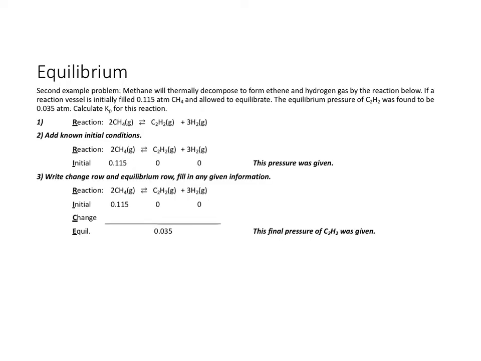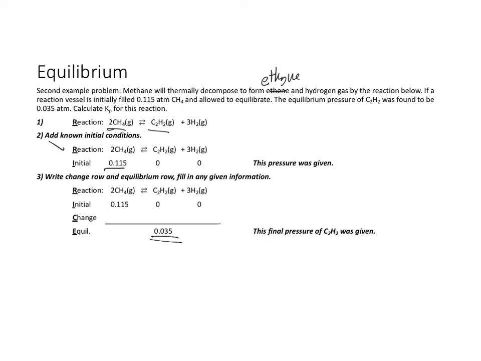Let's work a second problem. Here's another equilibrium. Methane, CH4, will thermally decompose, that just means if we heat it, it falls apart, to form ethyne, and pardon me, that's a typo, that should be ethyne, and hydrogen gas by the reaction below. If a reaction vessel is initially filled with 0.115 atmospheres CH4 and allowed to equilibrate, the equilibrium pressure of ethyne, C2H2, was found to be 0.035. And we're asked to calculate Kp for this reaction.